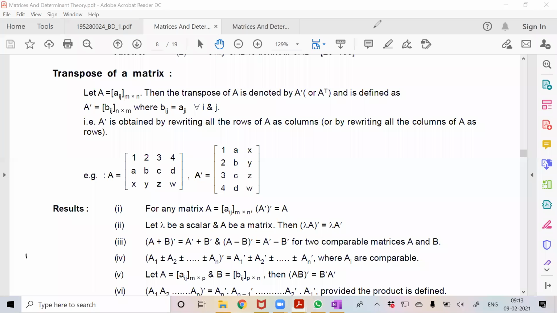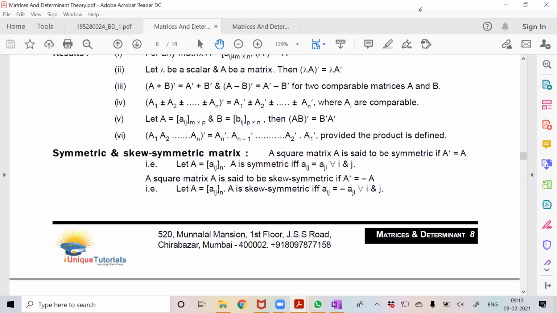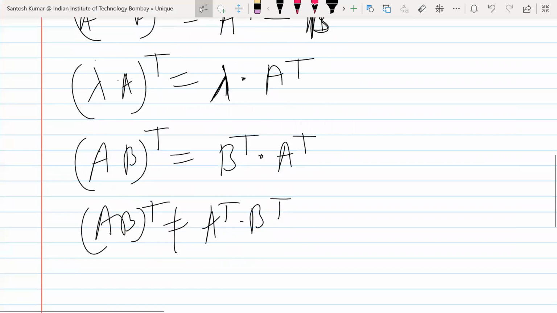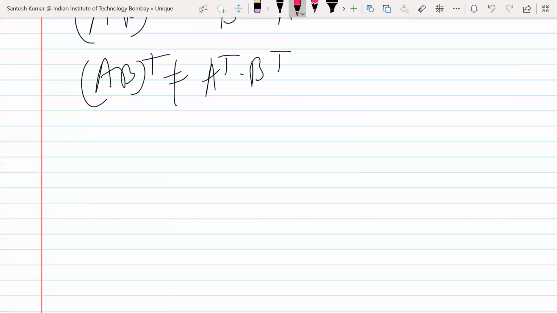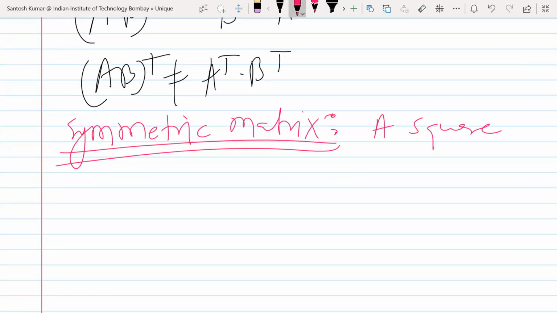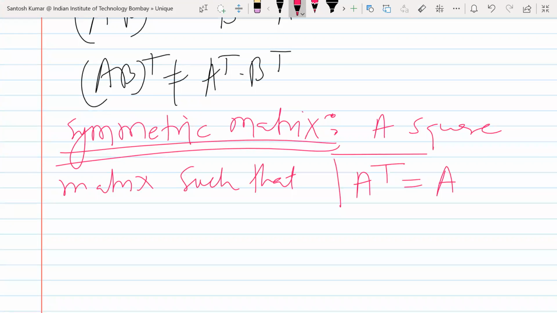Okay, so next, what do we have? Now there is a new type: symmetric and skew symmetric matrix. So let's discuss the symmetric matrix. A symmetric matrix is a square matrix such that A transpose is equal to A.